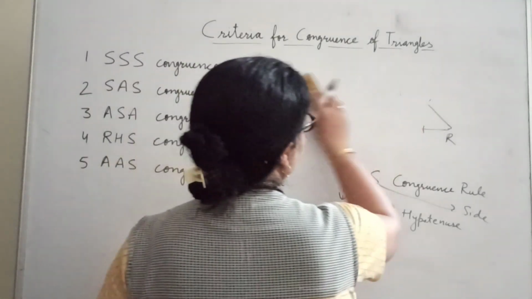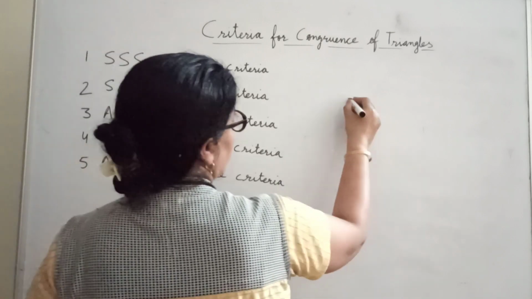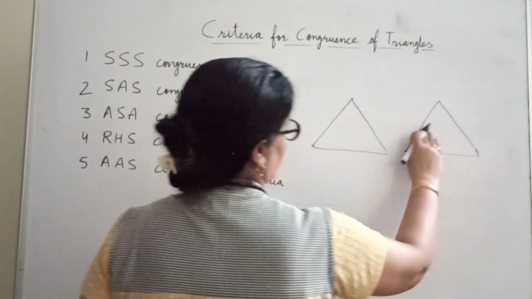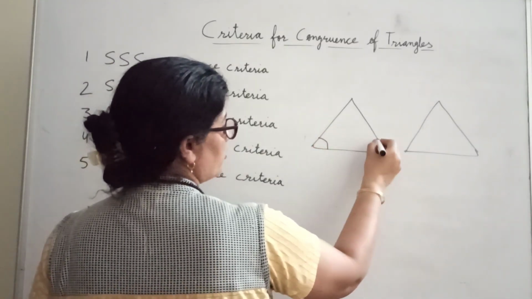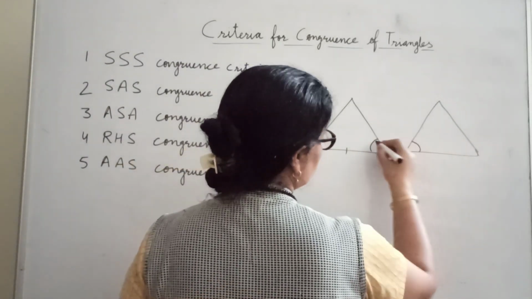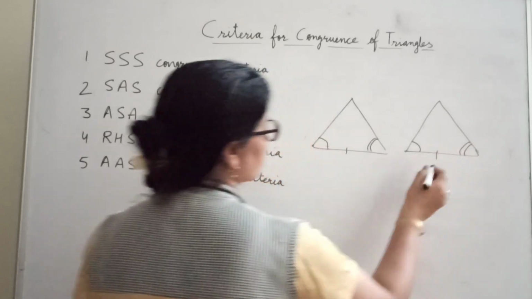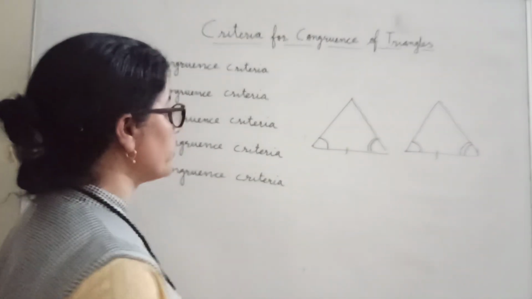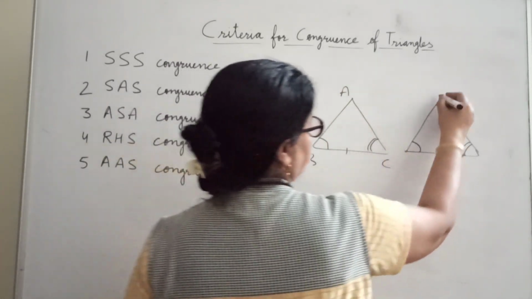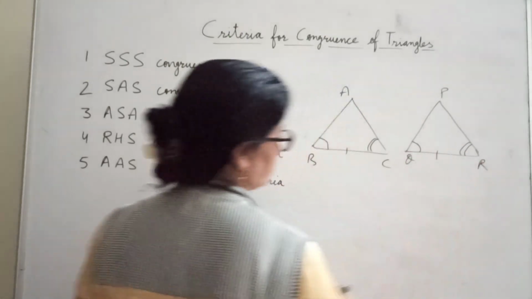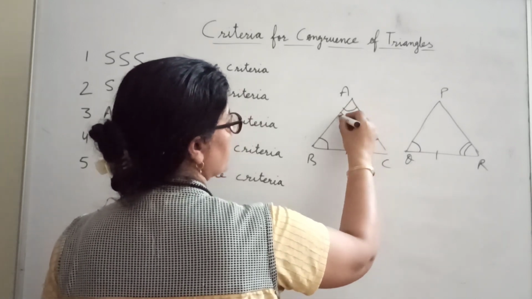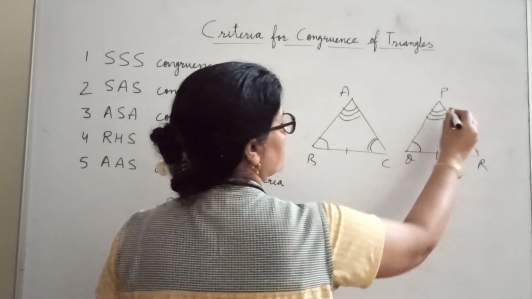Now next is AAS. It is the corollary of ASA. Earlier I told you that if two angles and the included side of one triangle are equal to two angles and the included side of another triangle, then the triangles are congruent by ASA condition. But see, if two angles of one triangle are equal, then the third will automatically be equal to the third angle.